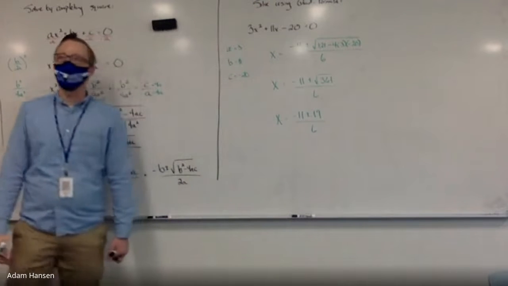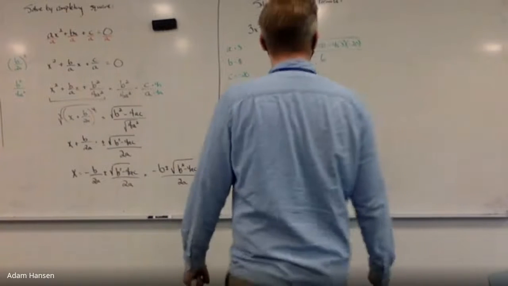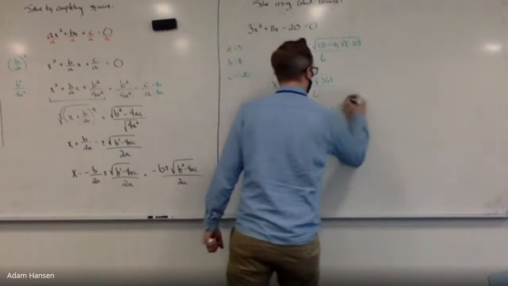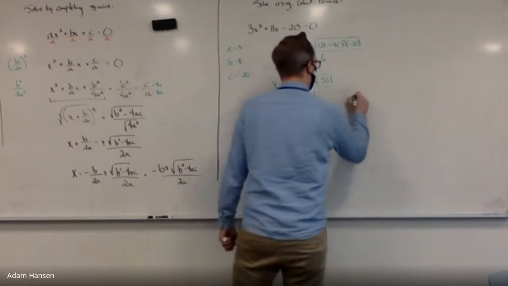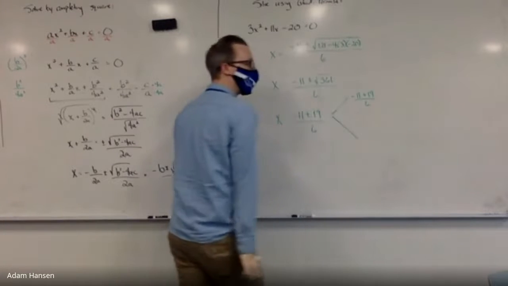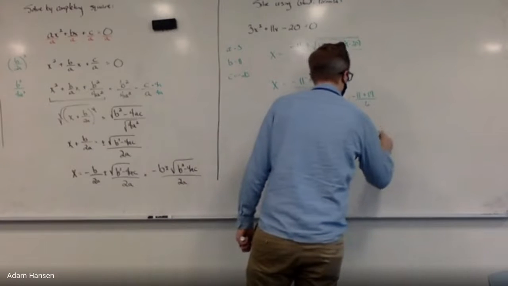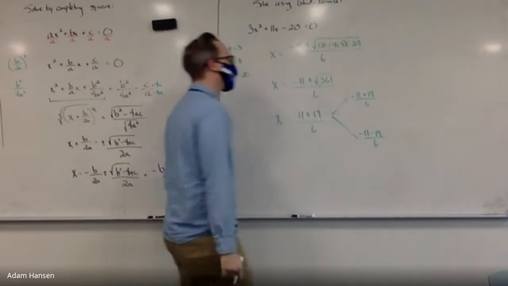Looking a lot simpler. Negative 11 plus or minus 19, all over 6. How many answers are actually in that expression? How many answers am I trying to solve for? 2. Why would there be 2 answers? Plus or minus. So let's actually take the plus or minus. What is negative 11 plus 19, over 6? What is negative 11 minus 19, over 6?